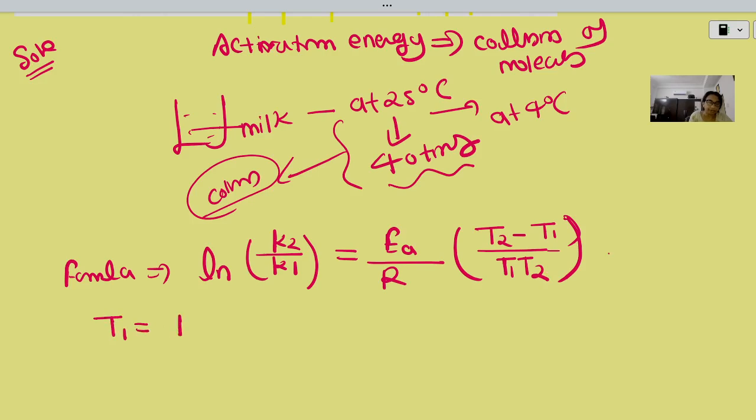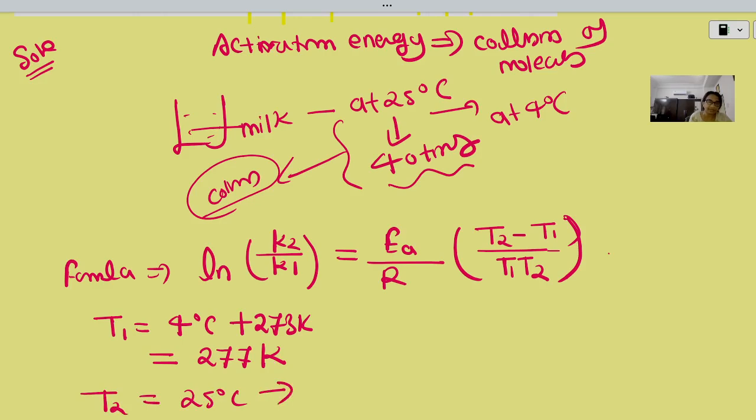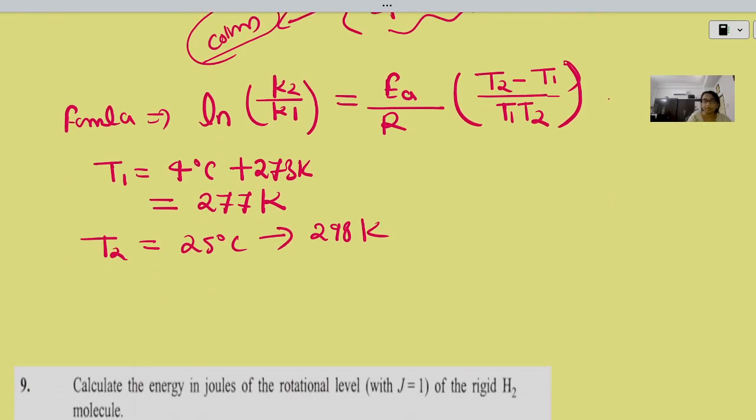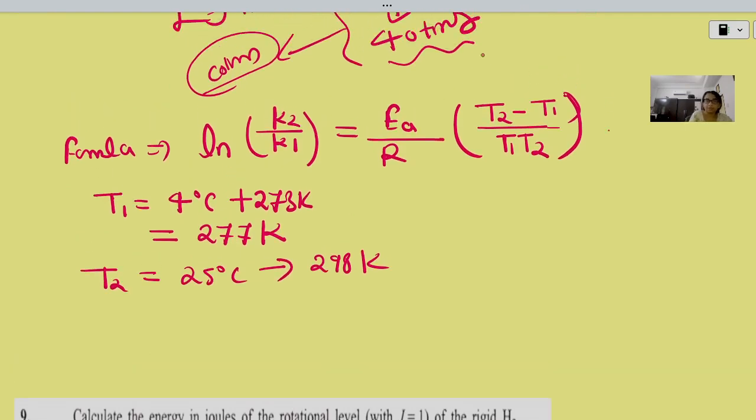Now here T1 is equal to 4 degrees Celsius plus 273 Kelvin. We will first convert it into Kelvin, 277 Kelvin, and T2. T2 is 25 degrees Celsius, which in Kelvin is 298. Okay. Now put the values in the above equation and solve it.